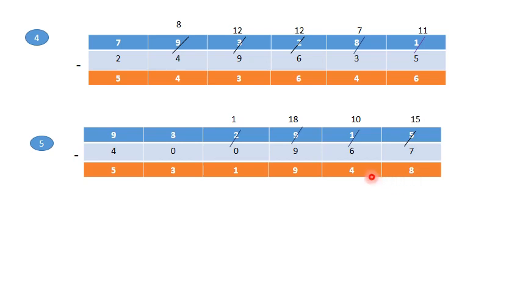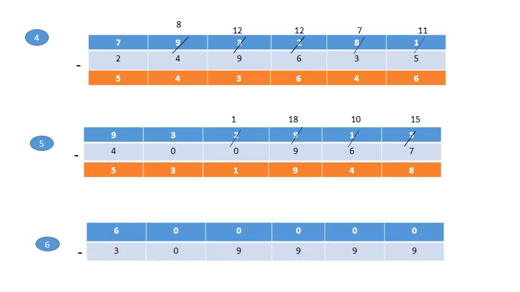8, 4, 9, 1, 3, 5. 15 minus 7, 8. 10 minus 6, 4. 18 minus 9, 9. 1 minus 0, 1. 3 minus 0, 3. And 9 minus 4 become 5. Very good. Come on. Let's do the next one.